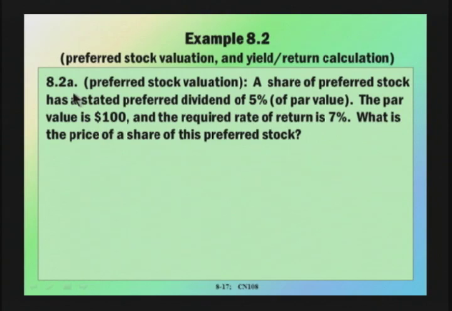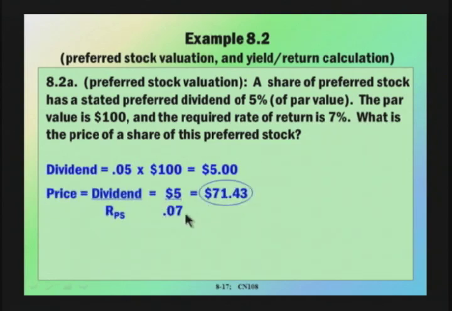So in example 8.2 here, we're going to value preferred stock. The preferred dividend is often expressed as some percentage of the par value. So our stock in this example has a preferred dividend that is 5% of the stock's par value, which is $100. So 5% of $100 means the preferred dividend is $5 per year, and our required rate of return is 7%. So to price this preferred stock, we'll take our $5 dividend and divide by the 7% required rate of return, and we'll set a value of $71.43 on the preferred stock.